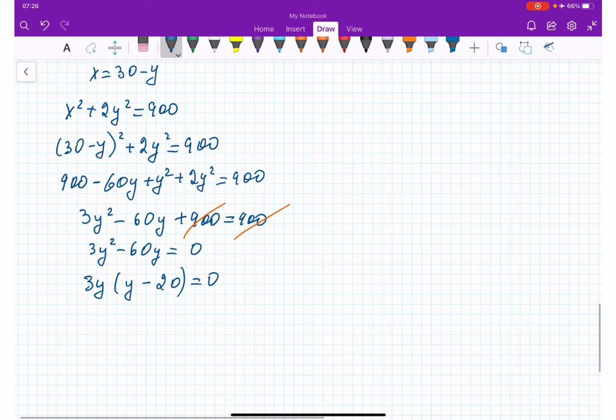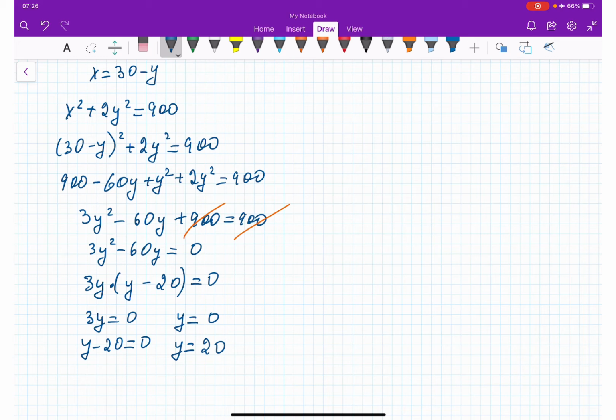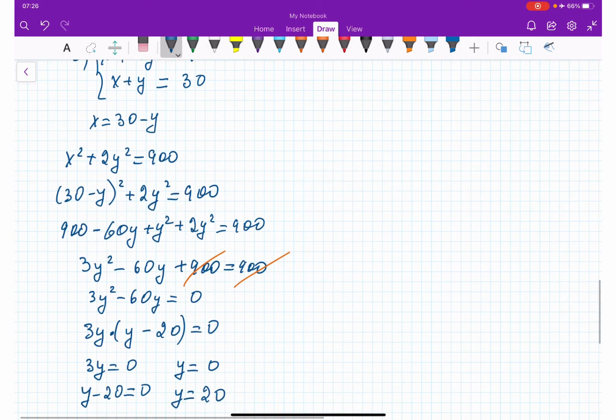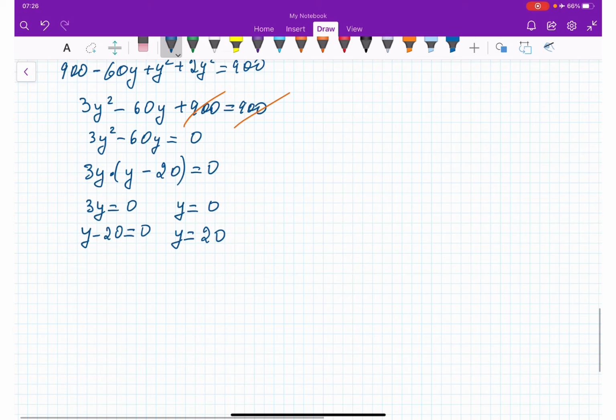So from here, since the product equals 0, that means either the first term equals 0 or the second term equals 0. From here, y is equal to 0. From here, y is equal to 20. So we have two answers for y. Now we are going to plug into the second equation. I'm plugging into x plus y equals 30 because it's easier.